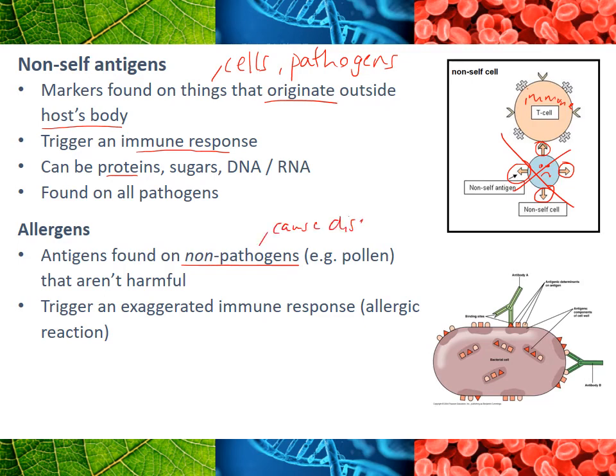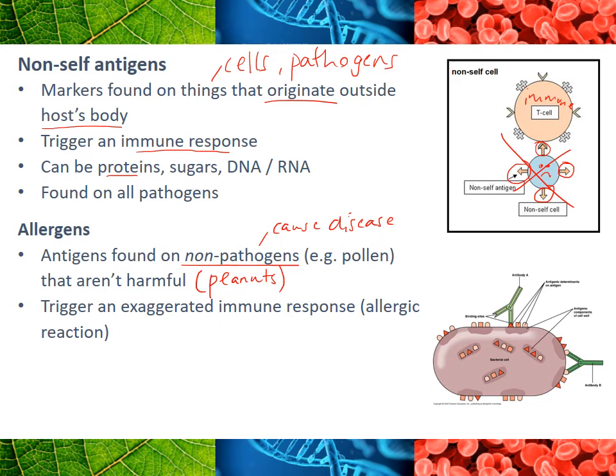So a non-pathogen might be something that's not part of us, but that doesn't cause disease. For example, peanuts is a really good example of this. Peanuts are not pathogens. For most people, they don't cause disease. They're quite delicious. But for some people, their body recognizes these markers on the surface of peanuts as a pathogen.